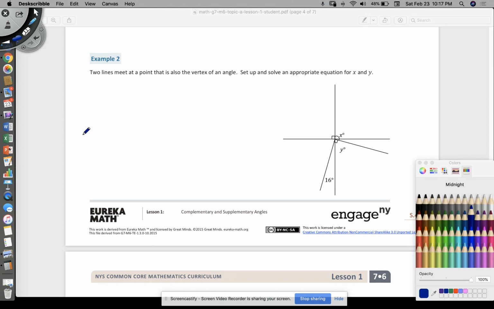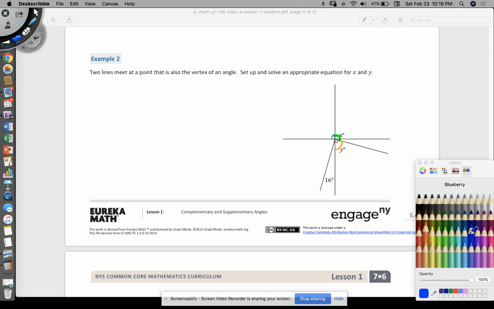All right, example 2. So I'm going to do a little bit of this, and then you guys are going to finish it up. So 2 lines meet at a point, also called a vertex. Set up and solve the appropriate equation to solve x and to solve y. All right, so this is where those highlighters come in handy. X here is this whole angle here. There's my x. And then we have y. And y is going to be this angle right here.